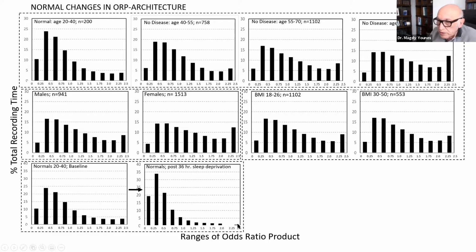So that shows you that there is normally this reciprocal relation between the first decile and the highest decile, and the effect of sleep pressure. The more sleep pressure, the more we have in the first decile and the less we have in the last decile, and vice versa.